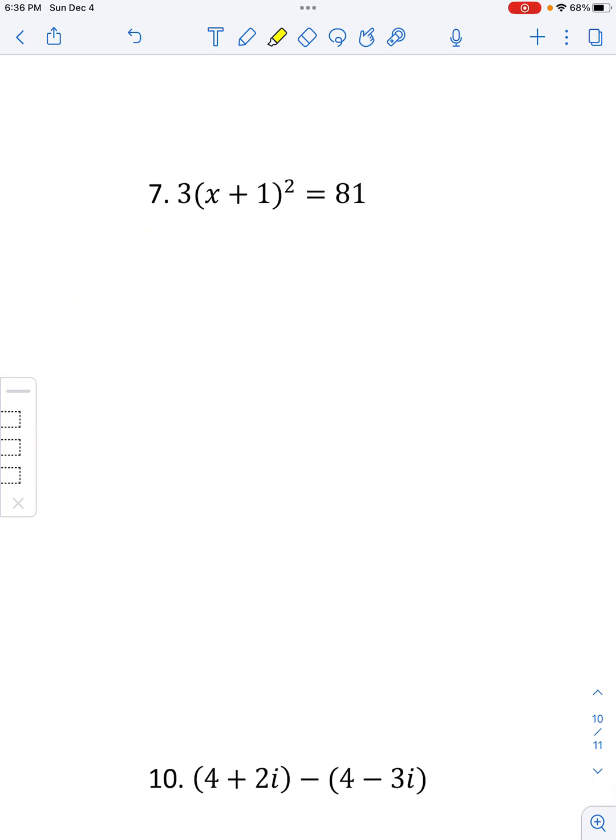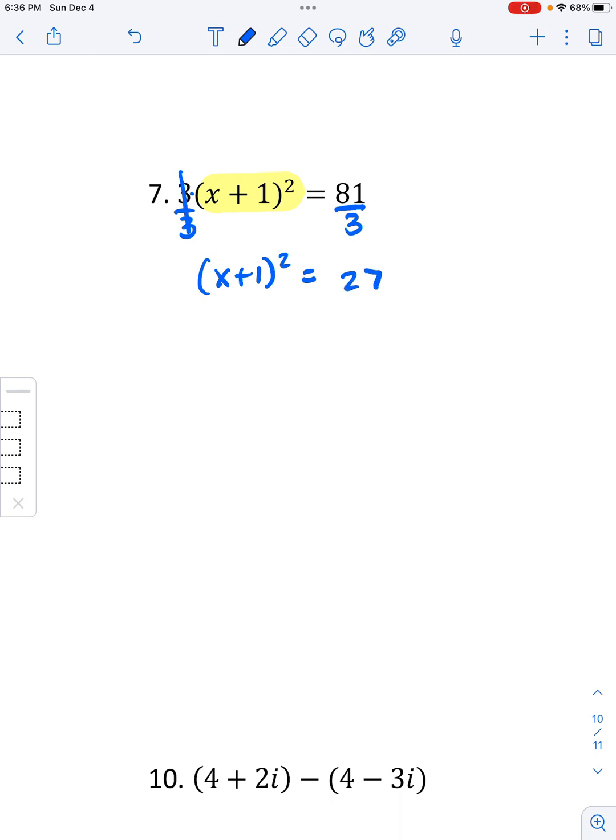This one looks a little bit more in depth, but it's not terrible. This is the squared part. This whole thing is squared. So I have to get that parenthesis part alone. So the only thing I'm trying to get rid of is the 3. The 3 is multiplied in, so I'm going to divide it out. Now I accomplished my goal. I have the squared part alone, and 81 divided by 3 is going to be 27.